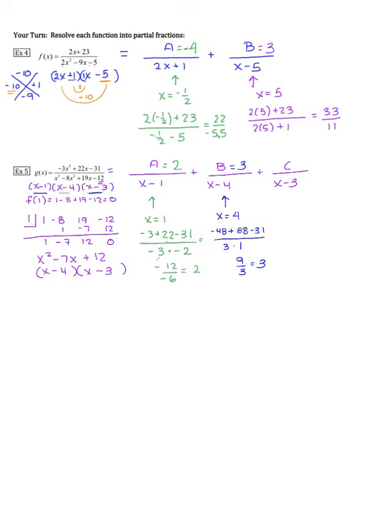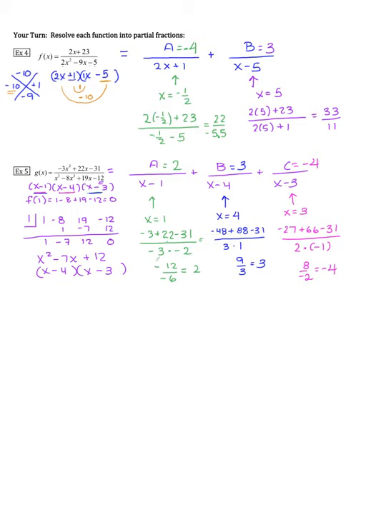And then the last one, I'm going to let x equal 3. So I have negative 3 times 9 is a negative 27, plus 66 minus 31. And since I'm plugging in 3, it's going to be the first 2. So 3 minus 1 is 2. 3 minus 4 is a negative 1. So negative 27 plus 66 minus 31, I get 8 over a negative 2. So C is going to end up equaling a negative 4. And that's how that would work.